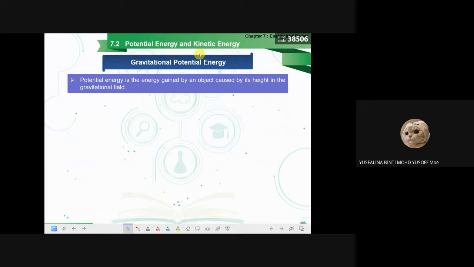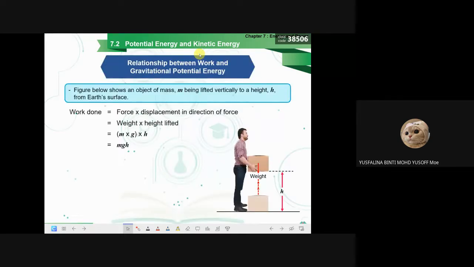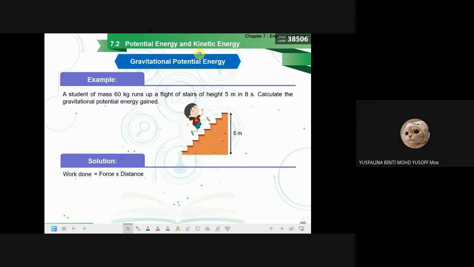The gravitational potential energy is energy gained by an object caused by its height. This one we already discussed yesterday, and we already discussed the formula also. The formula for gravitational potential energy is mgh, and we already tried to calculate with this equation. Remember, the mass is in kg, g is 10, and h is the height of the object.